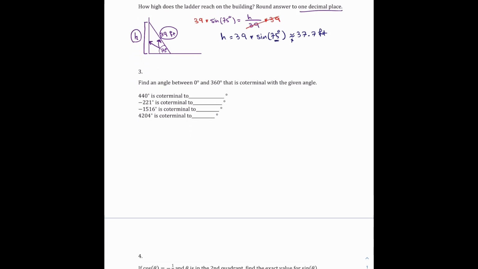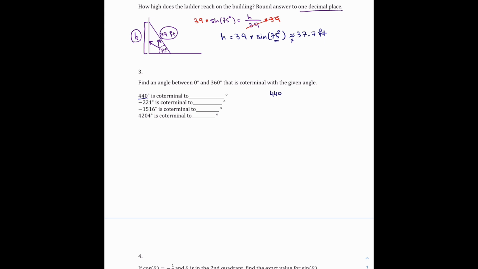Question number 3. The question is asking, find the angle between 0 and 360 degrees that is coterminal to the given angle. Usually for the coterminal angle, we look for the smallest positive coterminal angle. So if the angle is positive and it's bigger than 360, we're going to subtract 360 until we have our angle. So for the first one, I'm going to do the math here.